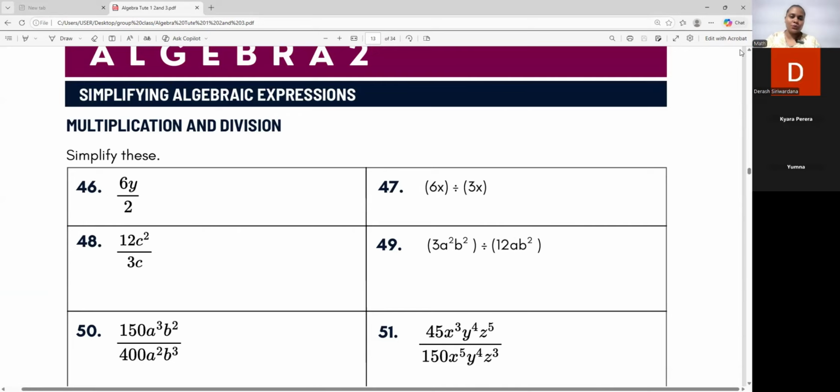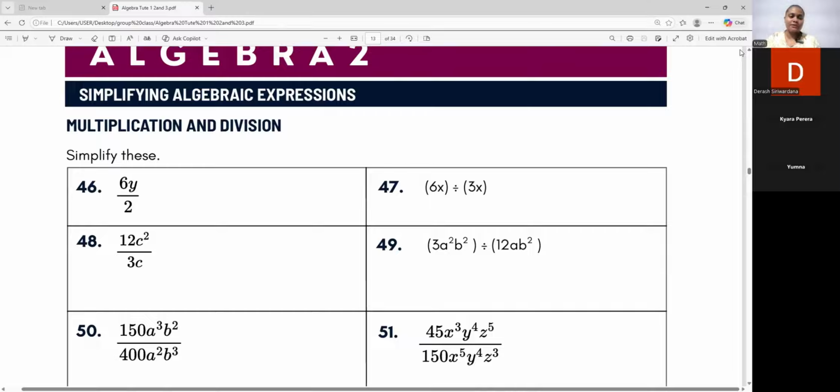6y divided by 2. 6y over 2. We can only simplify numbers with numbers and algebraic symbols with symbols. So, we can divide 6 and 2 by 2. Then y, there's nothing to cancel by y. So, y as it is.